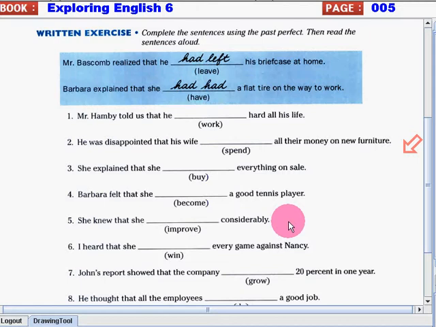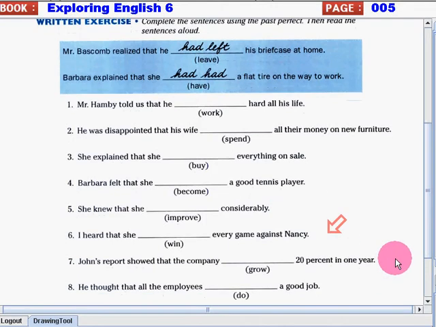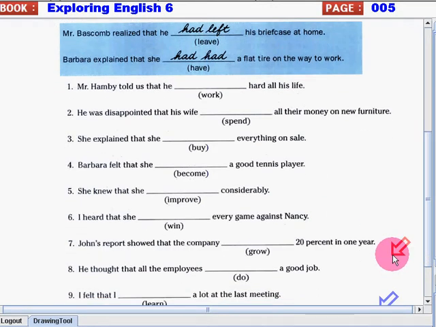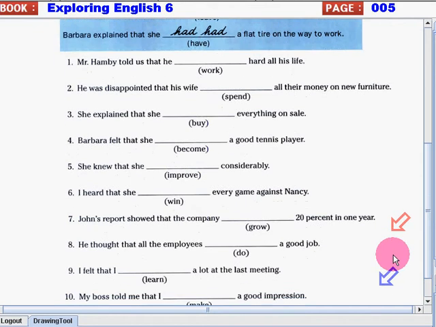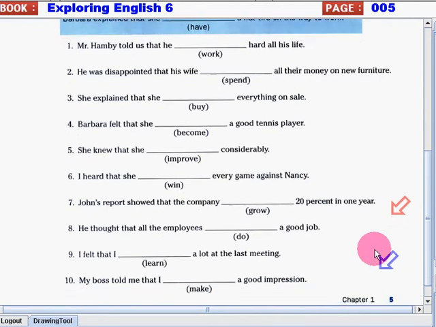She knew that she had improved considerably. I heard that she had won every game against Nancy. John's report showed that the company had grown 20% in 1 year. He thought that all the employees had done a good job. I felt that I had learned a lot at the last meeting. My boss told me that I had made a good impression.